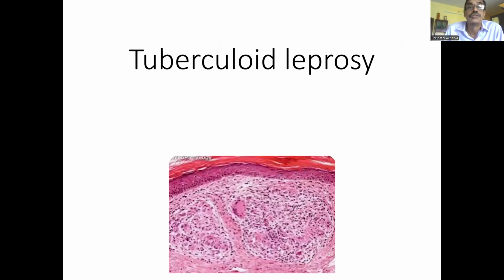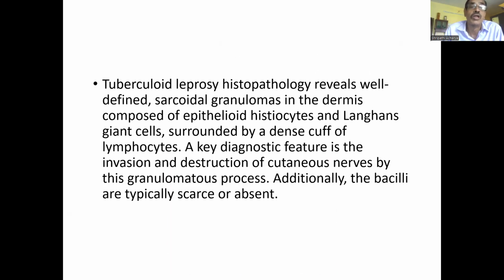Tuberculoid leprosy. Tuberculoid leprosy histopathology reveals well-defined sarcoidal granulomas in the dermis composed of epithelioid histiocytes and Langhans giant cells surrounded by a dense cuff of lymphocytes. A key diagnostic feature is the invasion and destruction of cutaneous nerves by this granulomatous process. Additionally, the bacilli are typically scarce or absent.